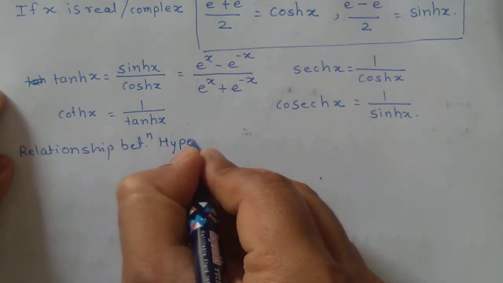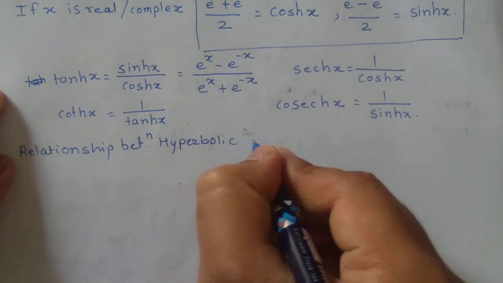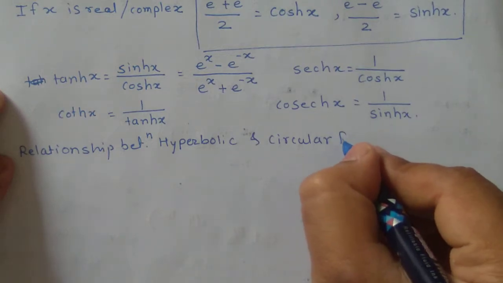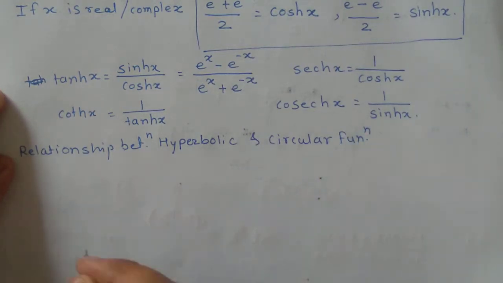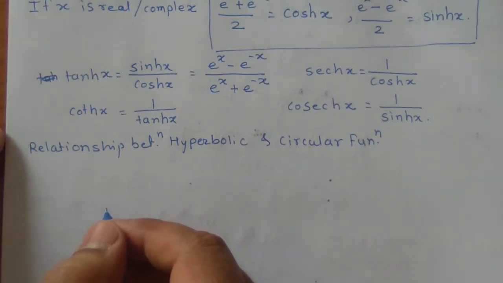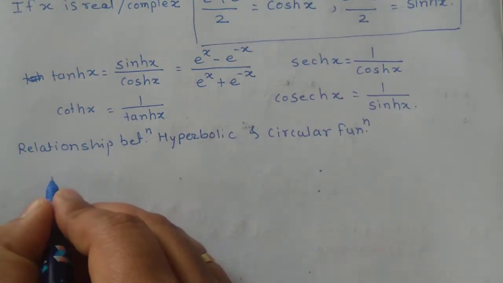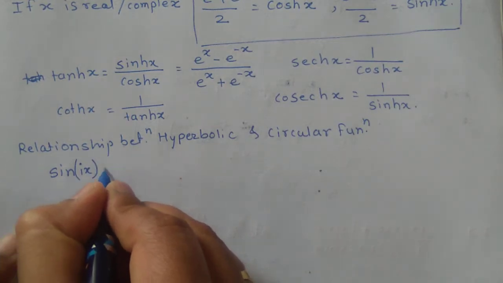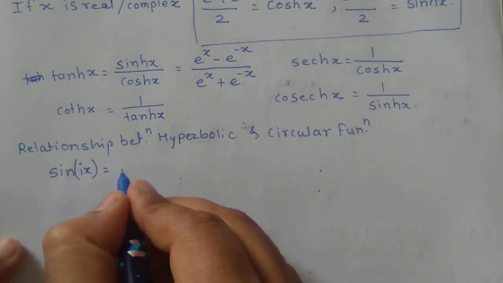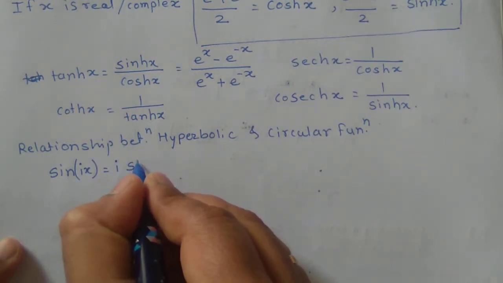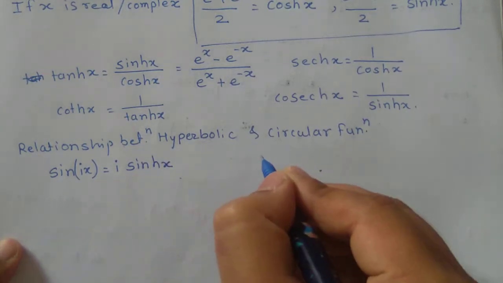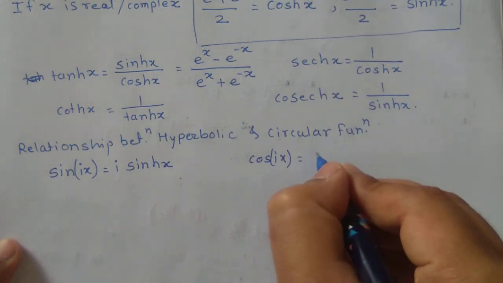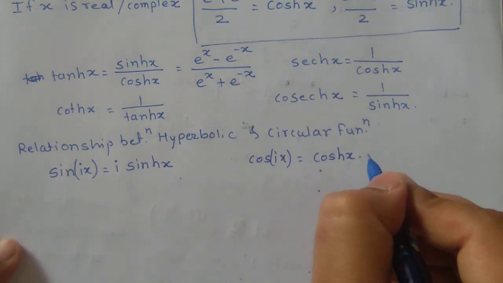hyperbolic and circular functions. So the relationship is very clear. Sin of ix is equal to i times hyperbolic sin x, and cos of ix is equal to hyperbolic cos x.